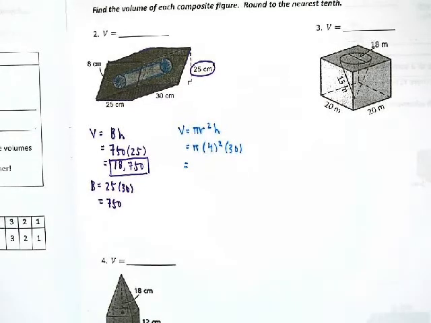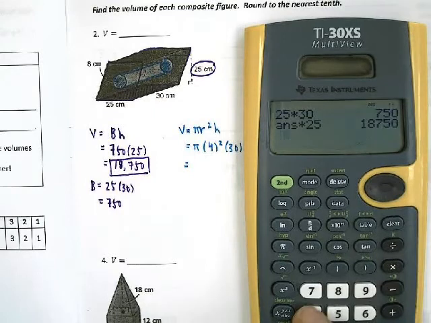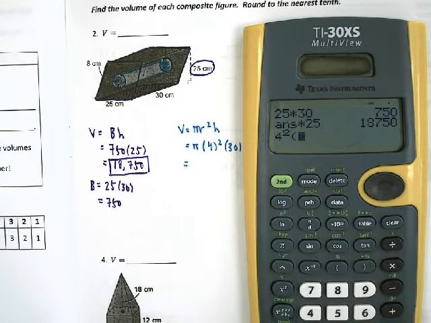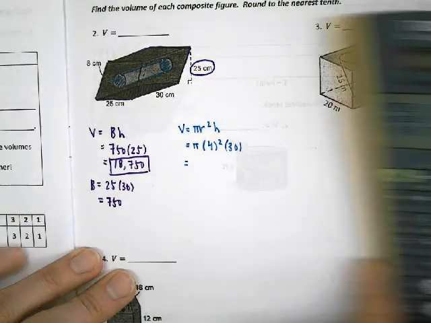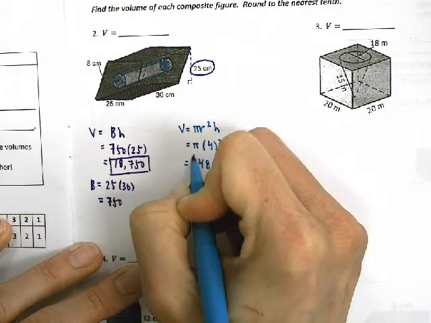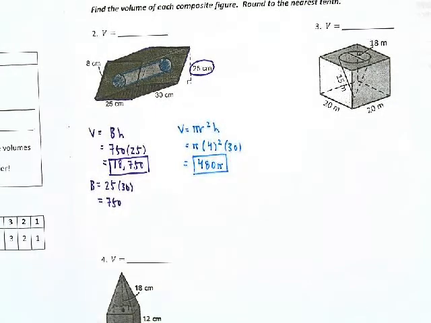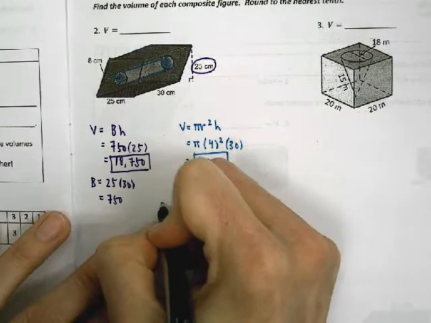Now remember, we don't want to round till the very end. So what I'm going to do at this point is just do my 4 squared times 30, and I'm going to leave my answer as 480 pi. Again, we don't want to round until the very end, so we're going to leave that exact with pi in our answer. And so for the last step now, I know my volume.